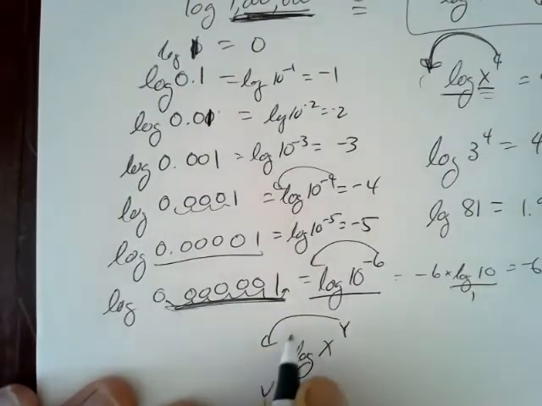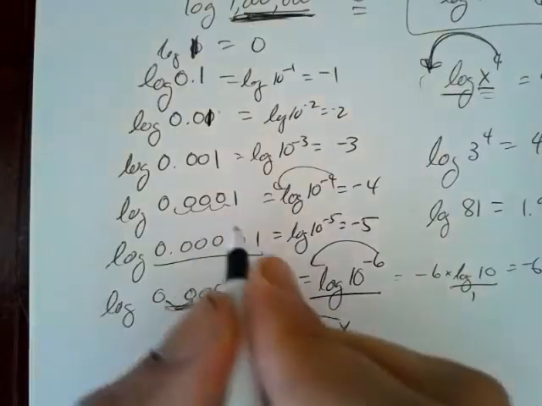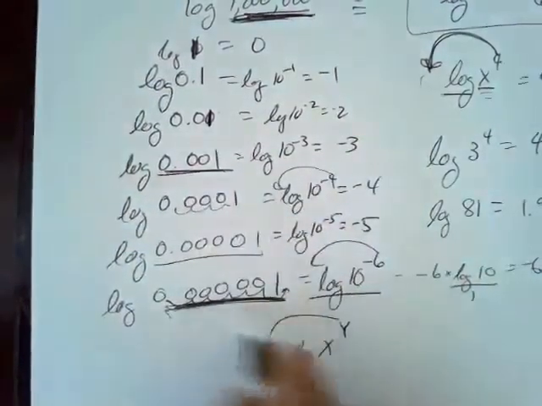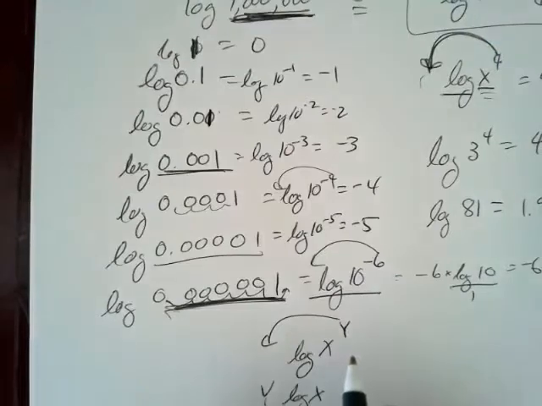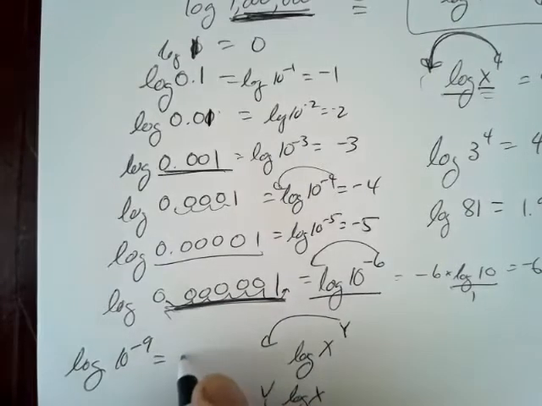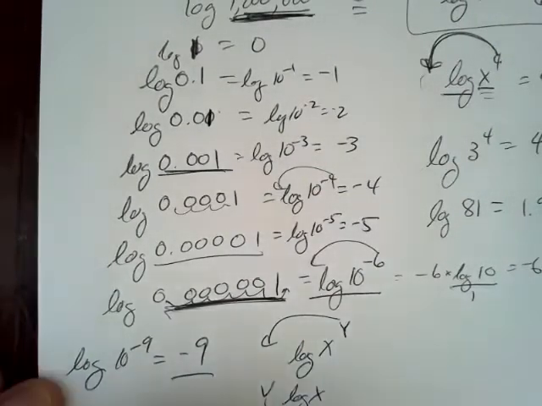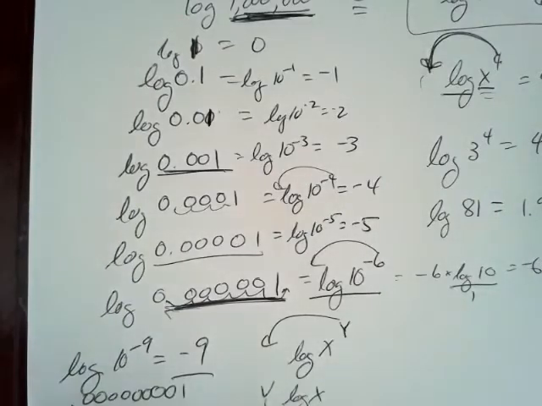10 to the minus 6 would be what prefix? Hopefully you said micro. Milli is 10 to the minus 3. Micro is 10 to the minus 6. Nano would be 10 to the minus 9. So if we had log of 10 to the minus 9, that would be minus 9 as the logarithm. But notice 10 to the minus 9, 0.000000001, that's a very, very, very, very teeny number. And we're representing it now when we take the logarithm of it as minus 9.